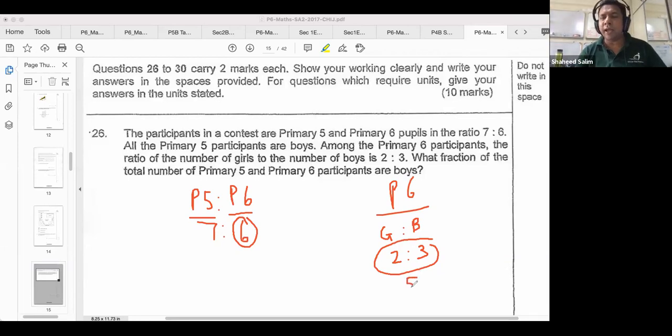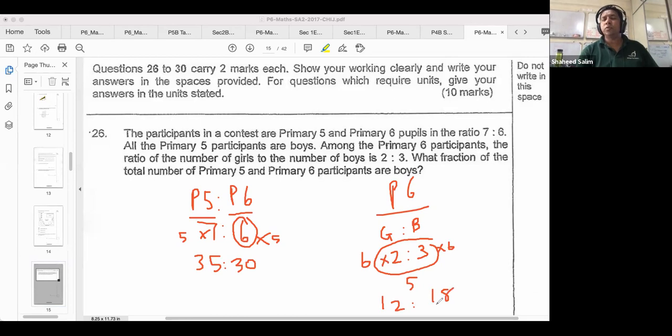So how? We got to make them the same. The total is 5, 6. Can we try to make 30? Good. You times, you get 30. So you times this by 5. You times this by 5. You get 35 is to 30. How to make this into 30? Times by 6. 5 times 6, 6 times 6. What do you get? You get 12 is to 18. 12 plus 18 is 30.